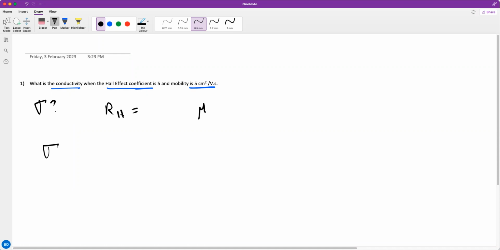Well, we know that sigma is equal to n e mu_e, right? And we know that RH is equal to 1 over n e, right? So this means that sigma is equal to mu over RH.